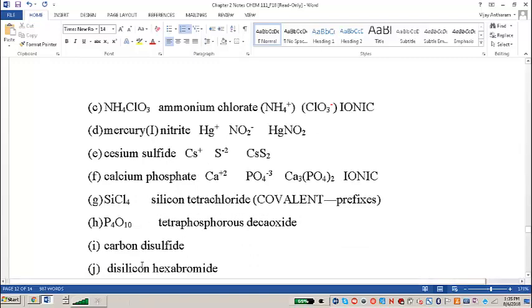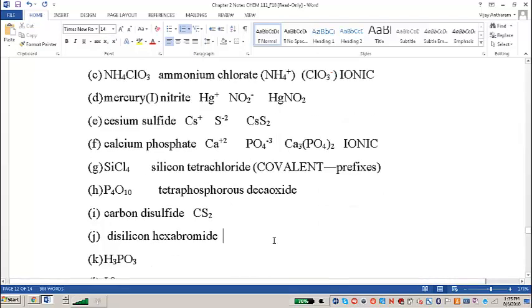Carbon disulfide. Carbon is a nonmetal. Sulfide is S-2, but sulfide, which comes from sulfur, is a nonmetal. And carbon is a nonmetal. So just CS2. A nonmetal with a nonmetal, prefixes.